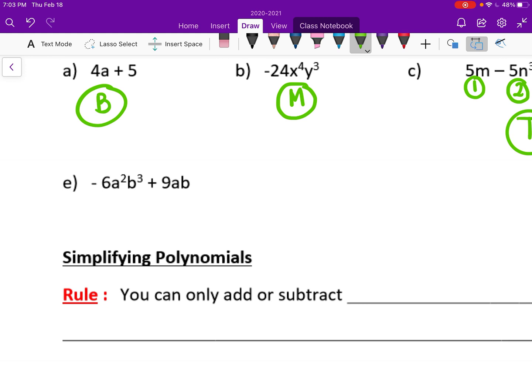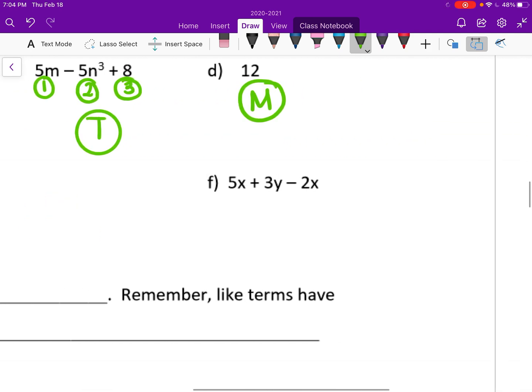All right. Welcome back. So in this situation, you're going to have 6x squared b cubed plus, so you know that this is one term on its own. 9ab, this is our second term, right? So this is a binomial that has two terms. Same thing here, 5x plus, so that's 1, 2, 3. 3, this is a trinomial.